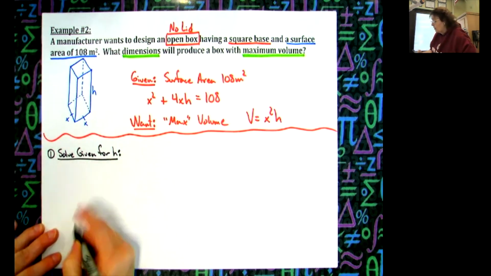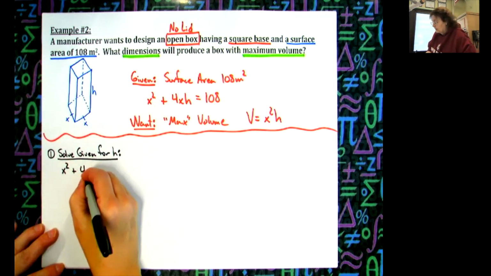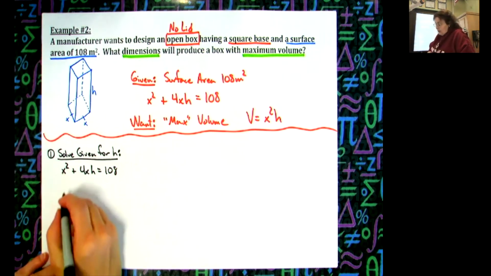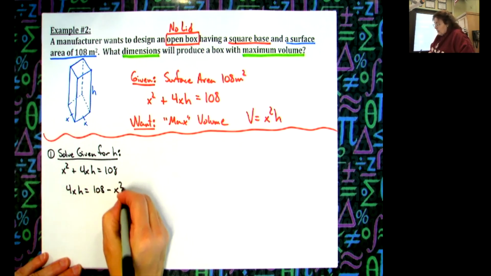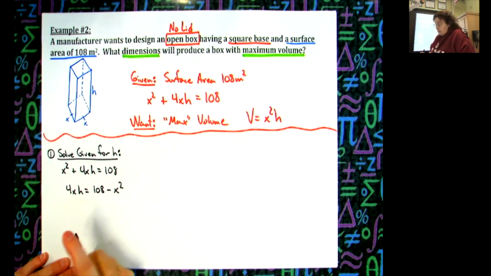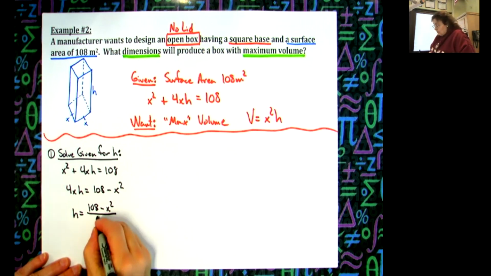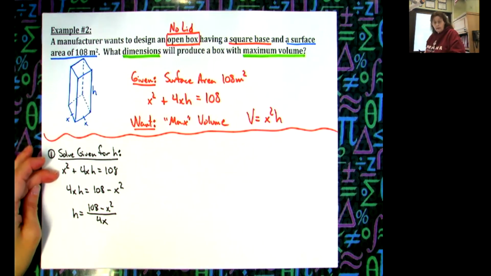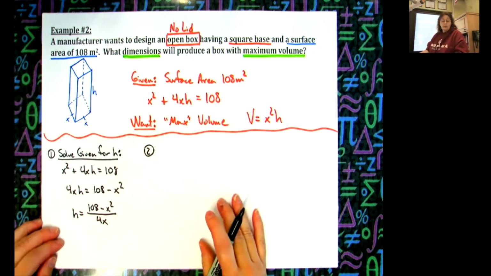Okay. All right, so I'm going to take that equation that I wrote in the given, x squared plus 4xh equals 108. Okay, I'm solving for h. So let's see, subtract the x squared from both sides. So 108 minus x squared. I'm solving for h. I want to divide both sides by that 4x. So h is going to be 108 minus x squared all over 4x. All right, and so for the most part, as long as you've written that given correctly, then the algebra there is not too bad.